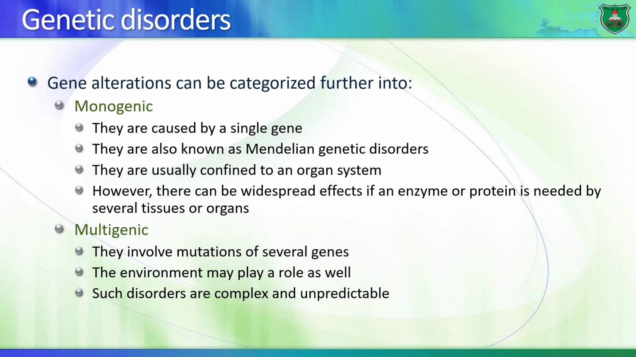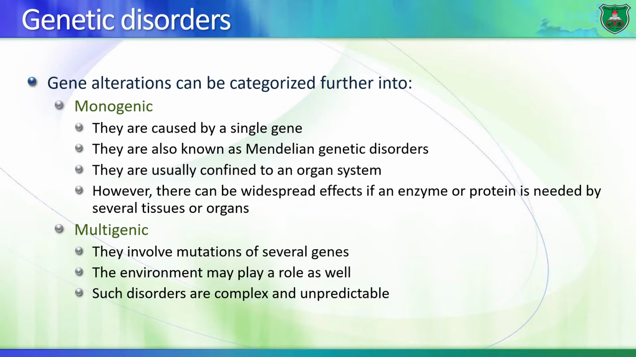Genetic disorders can be classified into two types, either monogenic or multigenic. Monogenic disorders are caused by a single gene, and that's why they're known as Mendelian genetic disorders. Usually they are confined to a single organ, except if the protein is common in different organs, like enzymes, for example, then multiple organs will be affected.